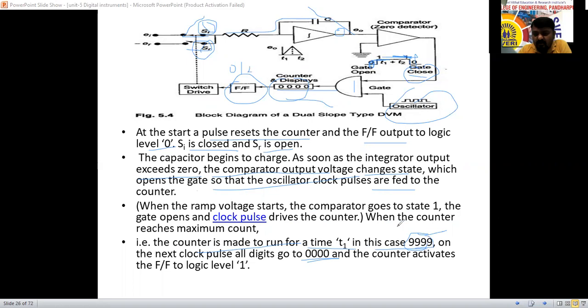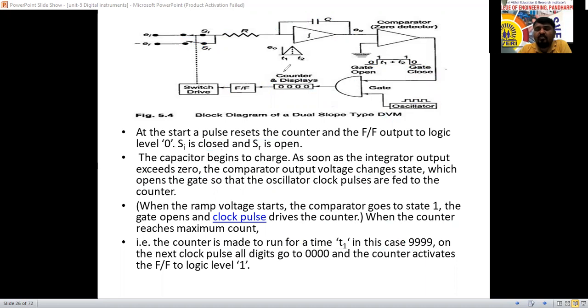It is visible or not, I don't know. See here, 0 is there, here 1 is there. 1 to 0 is nothing but close. From 0 to 1 is nothing but open here now. Like that, this is the F and F signal. It is going to give logic level 1 here now.